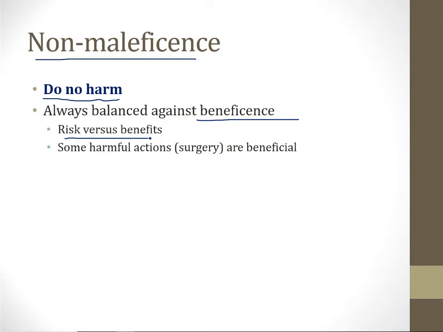So, for example, there are some harmful actions like surgery which are beneficial. And in these cases, we say that it is ethically acceptable to do harm to a patient, in other words, to perform surgery, because ultimately the patient will heal and this will be beneficial. This is an example of balancing risks versus benefits.